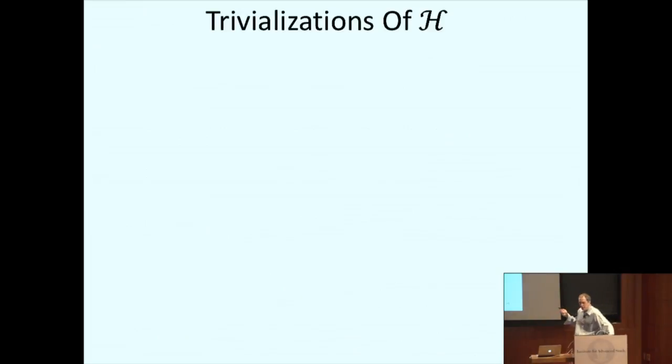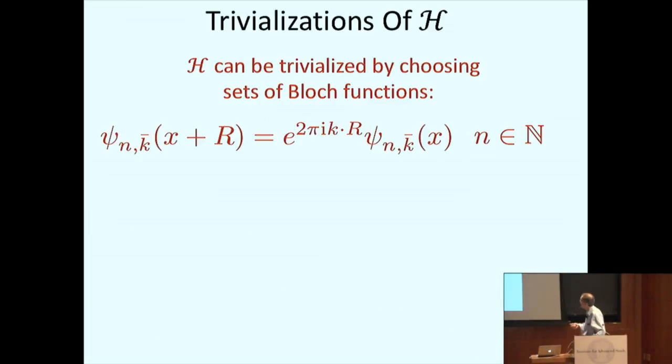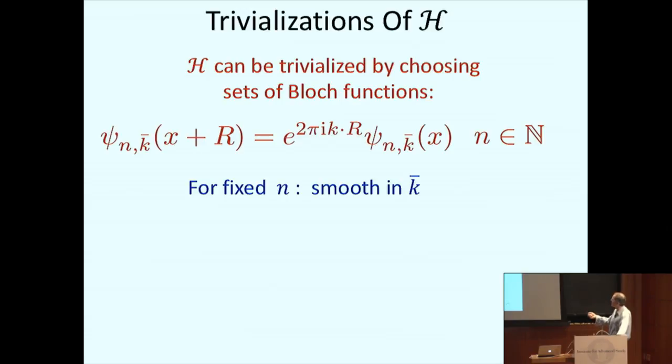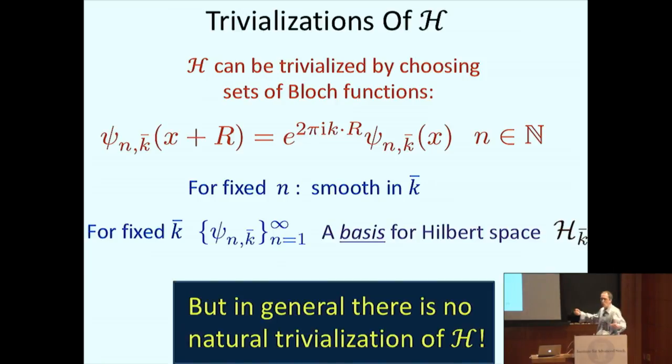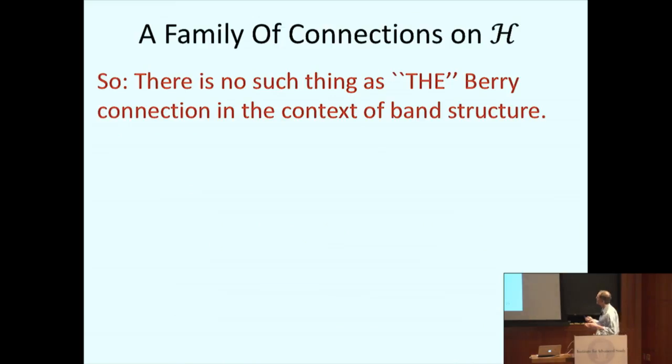Okay, now, by the general theorem, there are trivializations. You can choose sets of Bloch functions so that for fixed n, it's smooth in k bar. For fixed k bar, it forms a basis for the Hilbert space. But there's no natural choice of these. There's no natural trivialization of H, so there's no zero in the space of connections, so there's no such thing as the Berry connection in band structure.